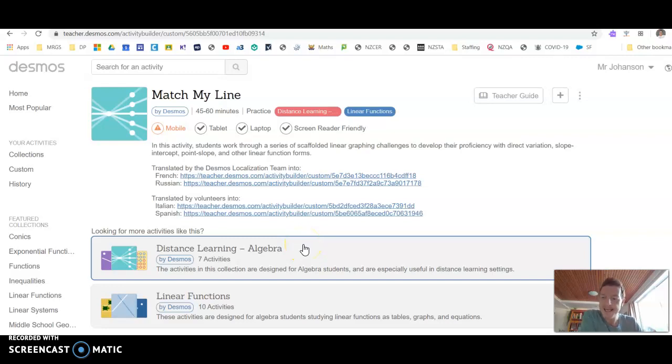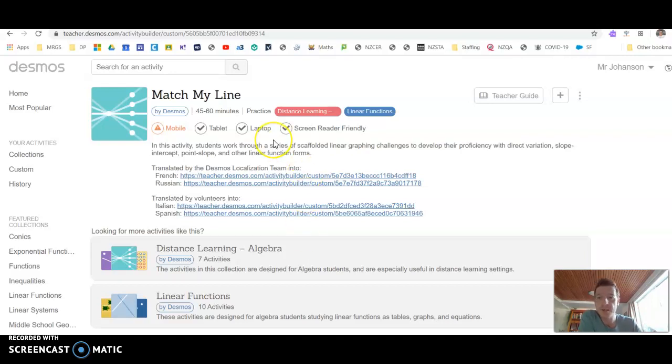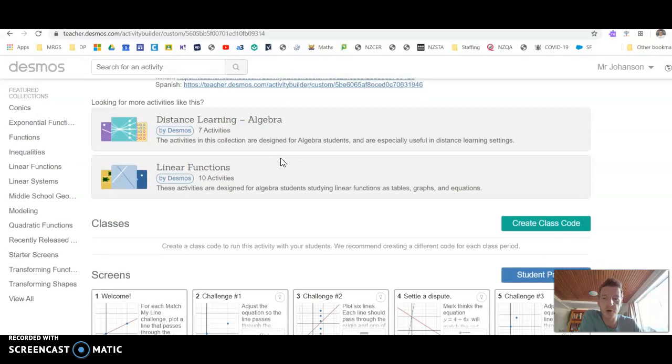Hi class. Today's task that I've set is to play a game called Match My Line on Desmos. This is a little activity to help you get really comfortable with linking what happens in an equation and what happens on a graph. So I'm going to send you a link to this task, and I'm just going to do a quick start for you to show you how you can begin to play it.